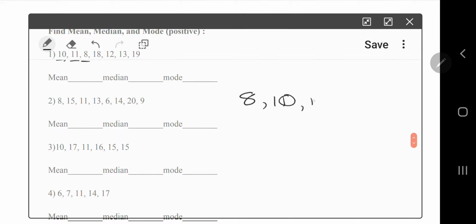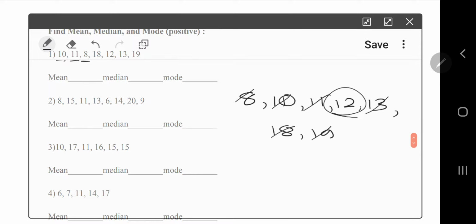Then is 11. Then we have 12. And then 13, and then 18, and then 19. So to find the median, just keep going 1, 2, then we have these two out, and this is the middle number. So 12 is going to be your median. So 12 is the middle number when listing it from least to greatest.